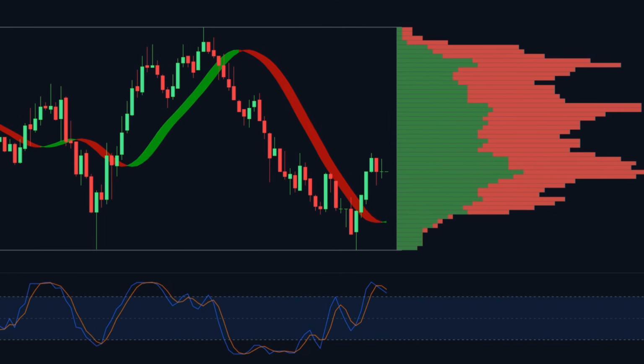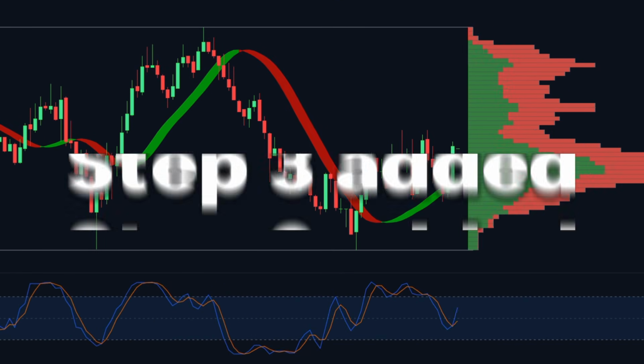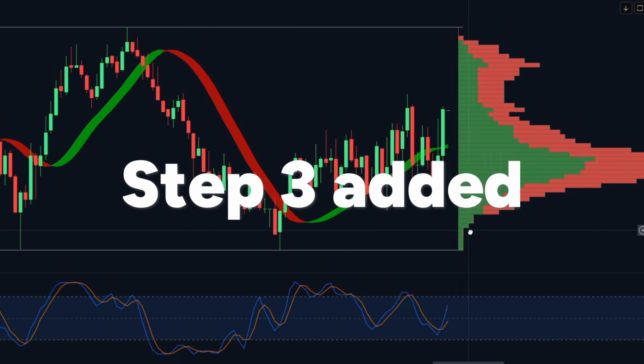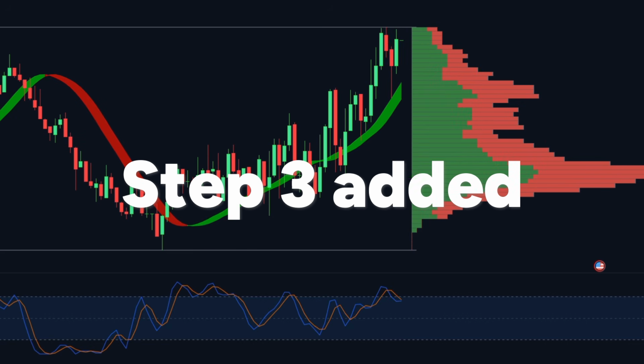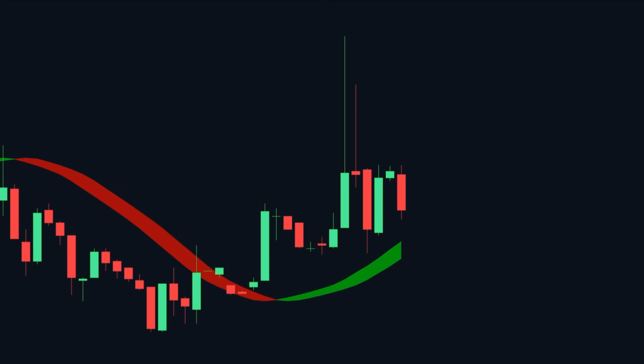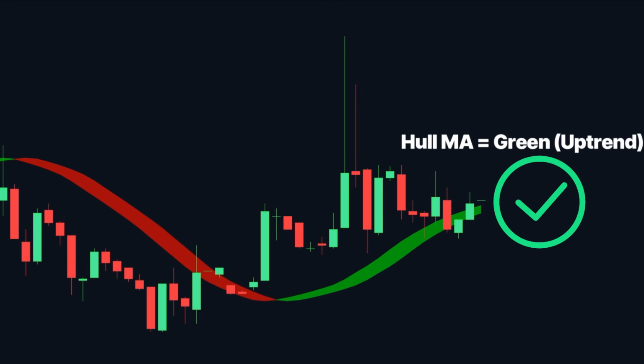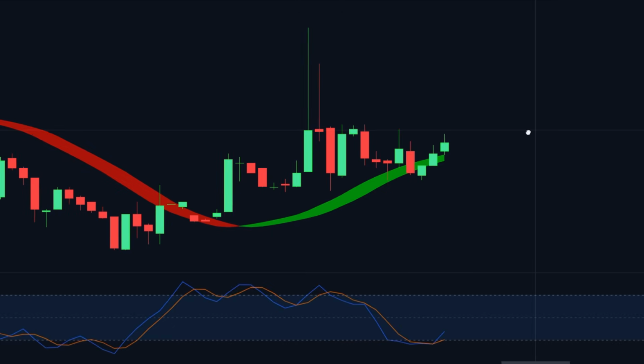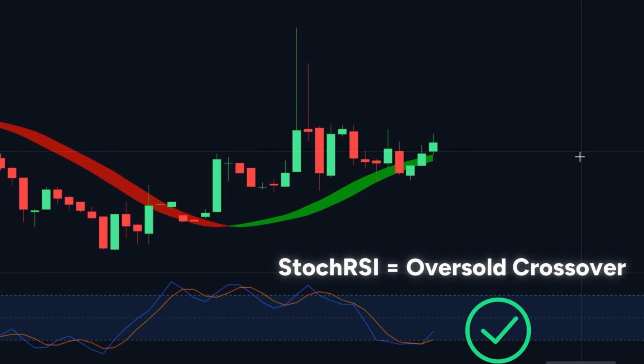So how do we use this to confirm our trades? We are going to add a third rule to our system. This is the final filter that will dramatically increase our win rate. For a high probability A+ buy signal, we now need three conditions. Condition number 1, trend. The Hull moving average must be green. Condition number 2, signal. The Stoch RSI must cross up from the oversold zone.